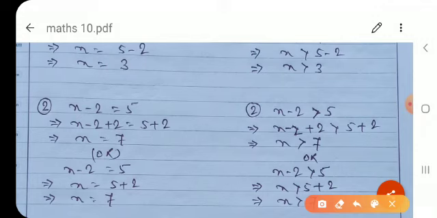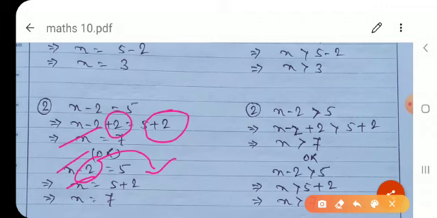Rest everything is the same. One more example we took, x minus 2 equals 5. So what will we do? Add 2. Both sides I am adding 2. That is one method. So I got x equals 7. Or there is one more simple method which we follow: x minus 2 equals 5. Bring this minus 2 to this side, it becomes plus, so x equals 7.